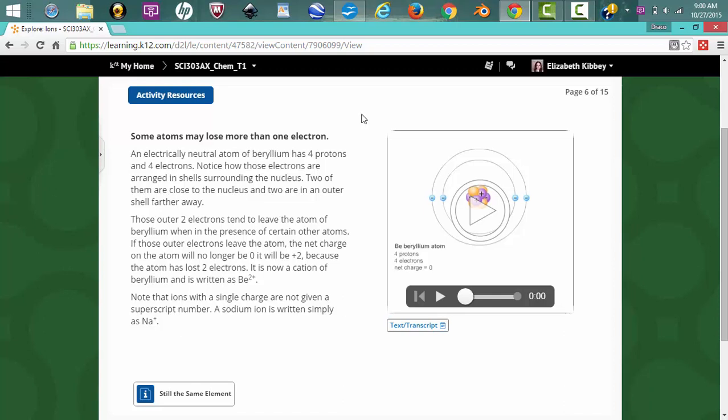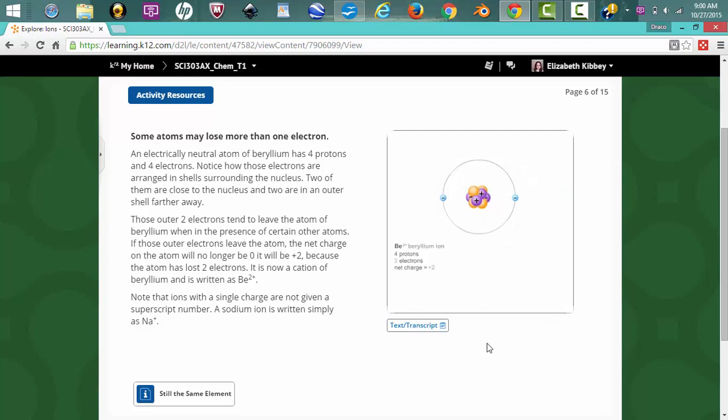Some atoms may lose more than one electron. Now let's look at this. We see that this beryllium atom has 4 protons and 4 electrons, therefore having a net charge of 0 because it is electrically neutral. Now let's watch the animation. Now this beryllium atom just lost 2 electrons, so it still has 4 protons and 2 electrons. It has a positive net charge of +2 because there are 2 more protons than electrons.